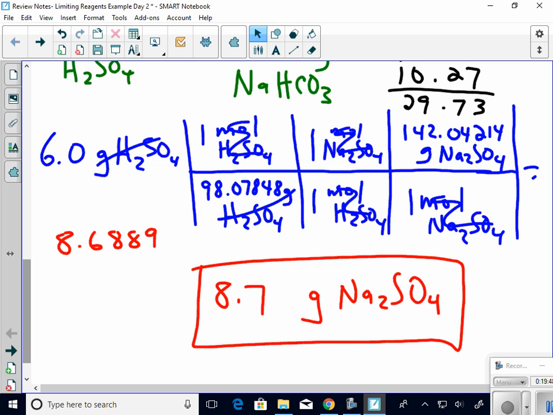So how much is involved to do this one calculation? Quite a bit. These are long problems. Now, I did a mass-to-mass that I didn't need to do because you don't have to do both of the starting reactants. You only have to do one of them to determine what your limiting reagent is.